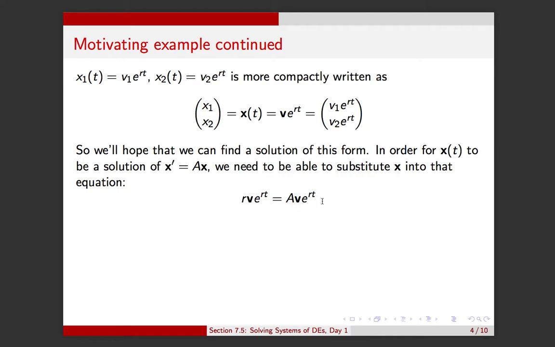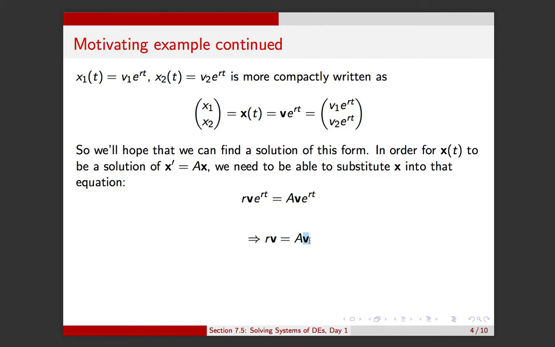I've just substituted in. So we need that to work out in order for this bold x to work. Well, e to the rt, you can divide both sides by that, and then you quickly get that r times bold vector v has to equal a times bold vector v. Now, if we were in class, I would look deep into your souls and ask you, what is this? This equation should look familiar from the linear algebra material. What is this saying about the vector v and this number r?